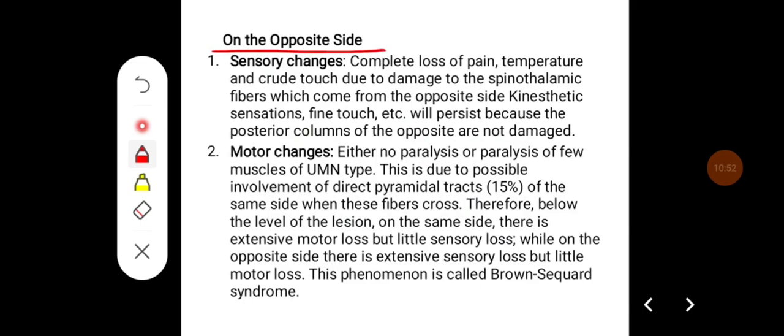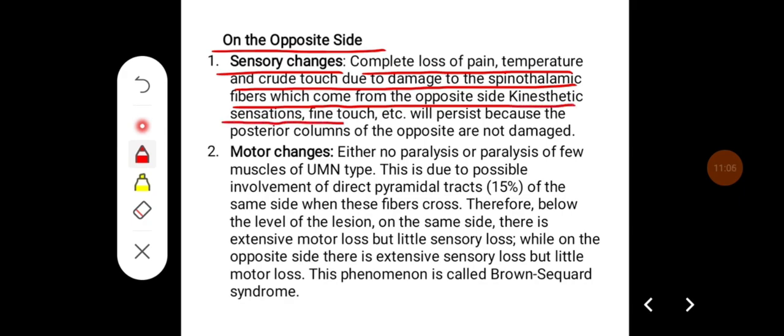On the opposite side, there will be sensory changes like complete loss of pain, temperature, crude touch due to the damage to the spinothalamic fibers which come from the opposite side, and kinesthetic sensation, fine touch, etc. will persist because the posterior columns of the opposite side are not damaged. Then motor changes: there will be either no paralysis or paralysis of few muscles of upper motor neuron type of lesion.